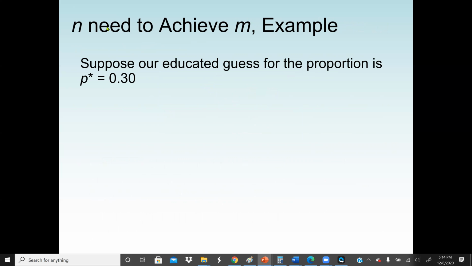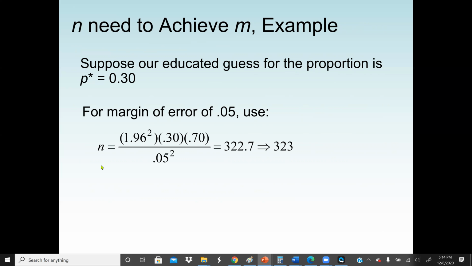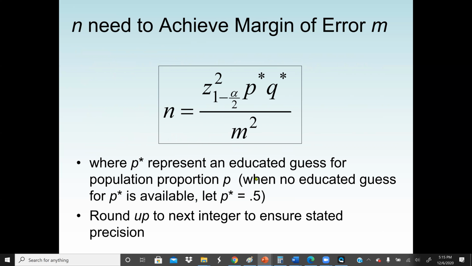Now, in N, we need N to achieve M. Suppose our educated guess for the proportion P star is 0.30. Then for the margin of error of 0.05, we can use 1.96 squared, because Z 1 minus alpha over 2 always will give 1.96. So we get 1.96 squared times P star and Q star. Since we already know P star, Q star will be 1 minus P star, which gives me 0.7. So we are using the formula here divided by M squared.